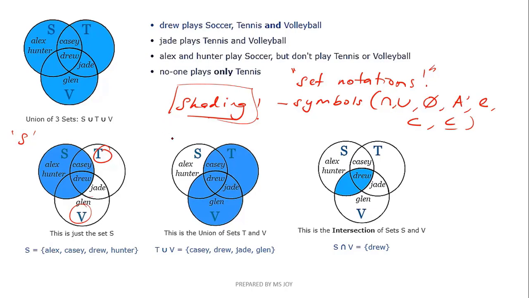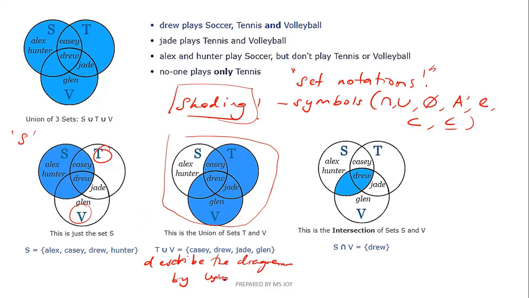So here, I'm using this diagram. Let's say the question says describe the diagram by using set notation. So you have to use these symbols. If you see these two diagrams, you know that T and V are connected. The entire T and entire V are joining together, correct or not? So what does it mean? T union V. You just need to put it as T union V, like that.